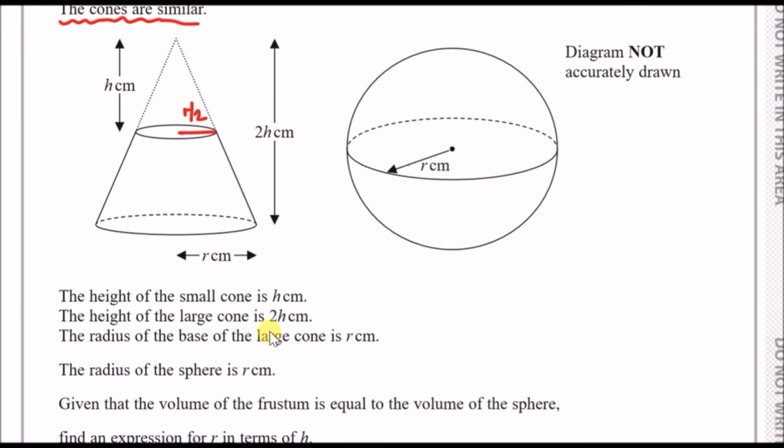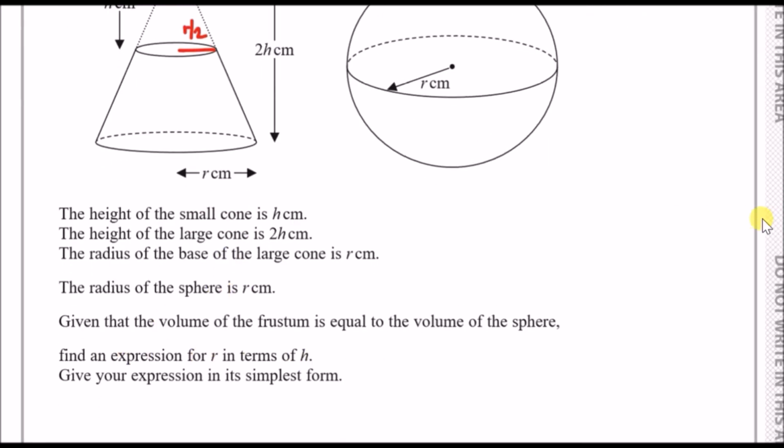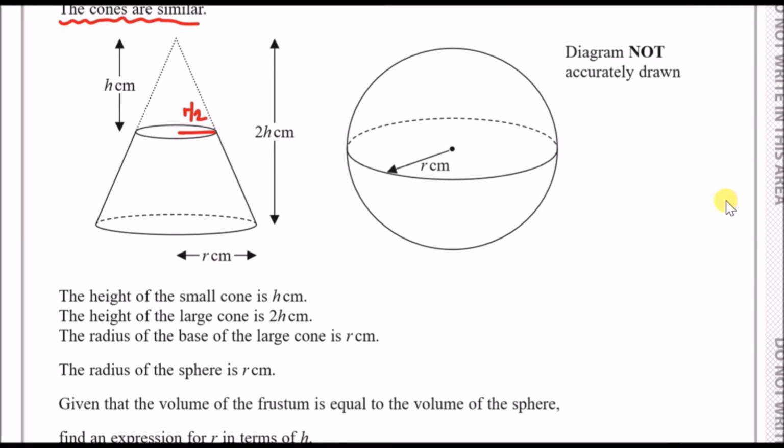Now we're given some facts. The height of the small cone is h, large cone is 2h, and so on. We also know that the radius of the big sphere is r. And finally, given that the volume of the frustum is equal to the volume of the sphere, so the frustum is basically what happens when you remove a small cone from a big cone, they want us to find an expression for r in terms of h. Okay, so let's make some notes.